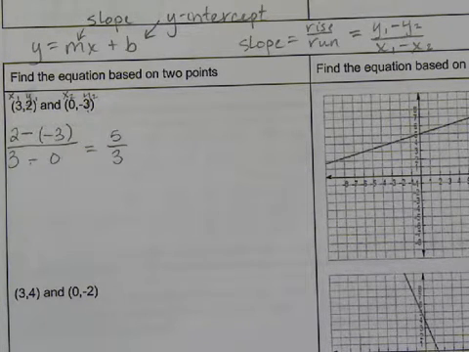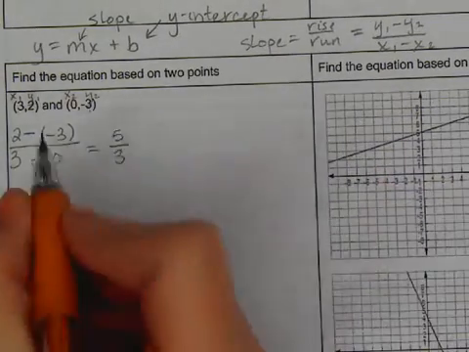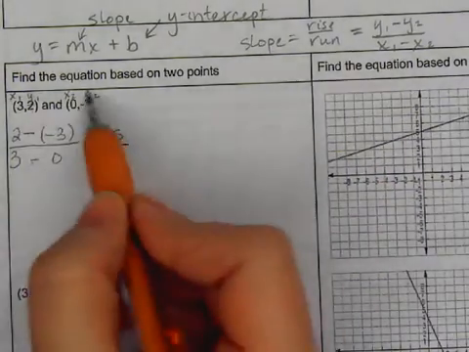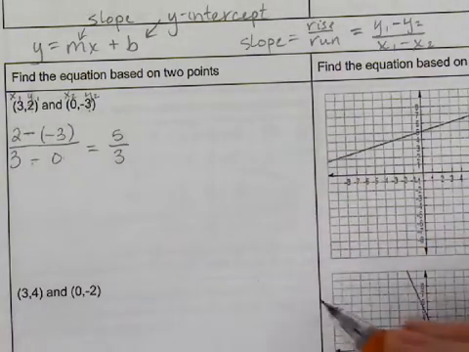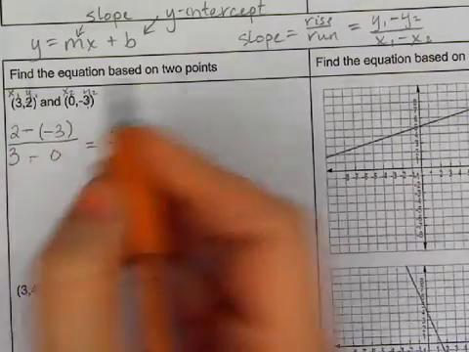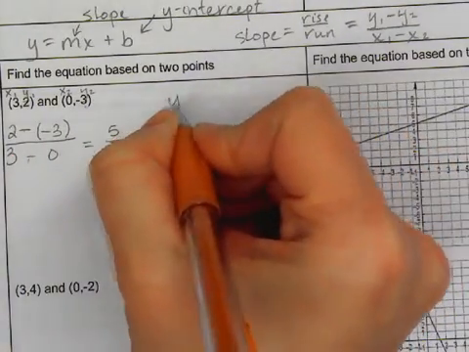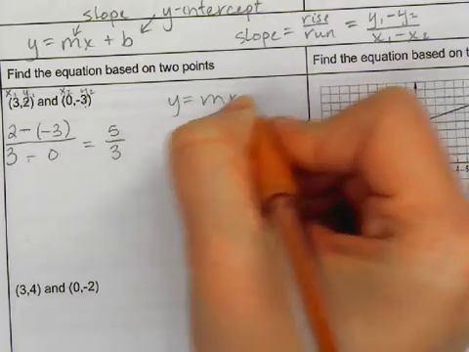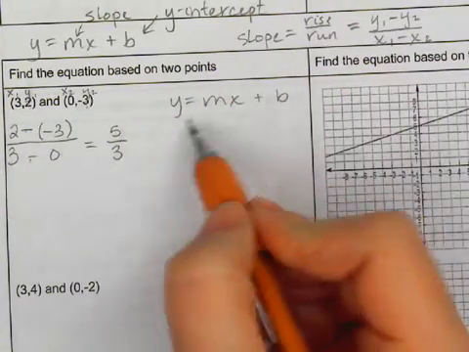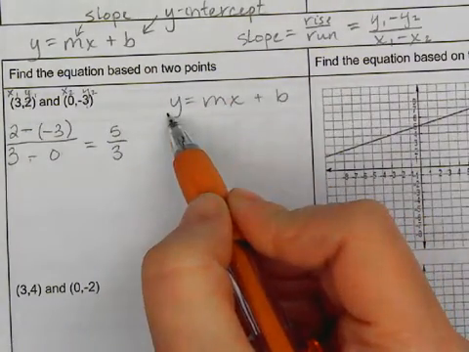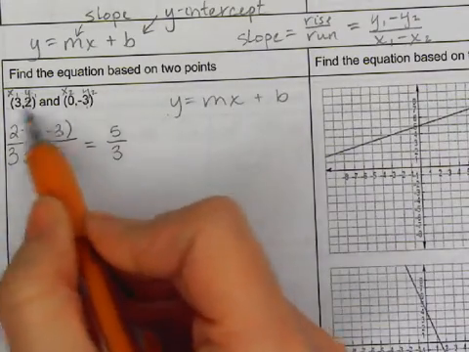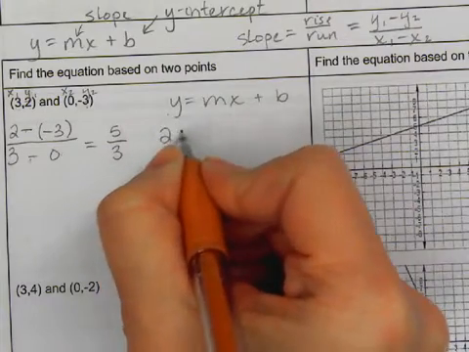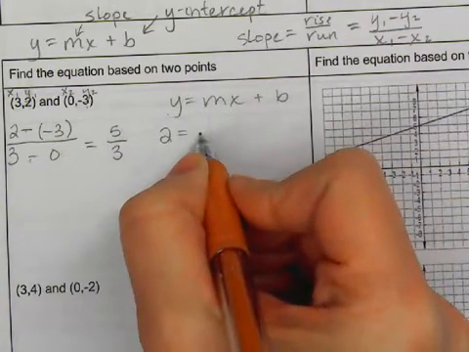So what number am I putting in for y? 2. What's m? 5 over 3. That's my slope. And then my x is 3, plus b. B is the one that I don't know. So then what is 5 thirds times 3?